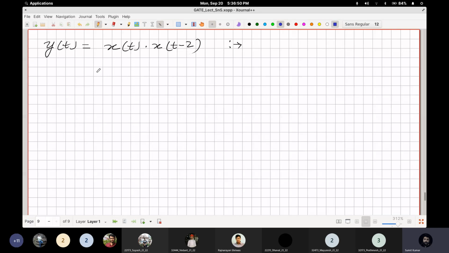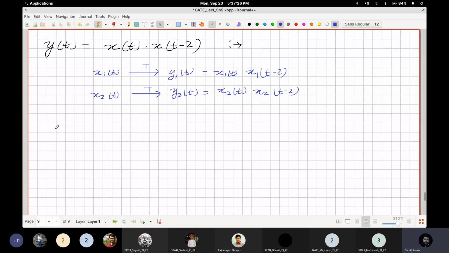Let's check that. If x1(t) is the input of the system, what is going to be your output? Let's assume that to be y1(t), and you will see that y1(t) will be equal to x1(t) times x1(t minus 2). Similarly, if x2(t) is the input, what is going to be your output? y2(t), and y2(t) will be equal to x2(t) into x2(t minus 2).